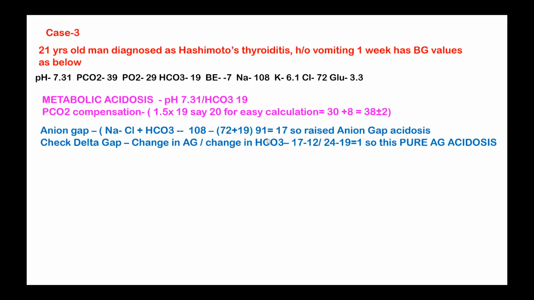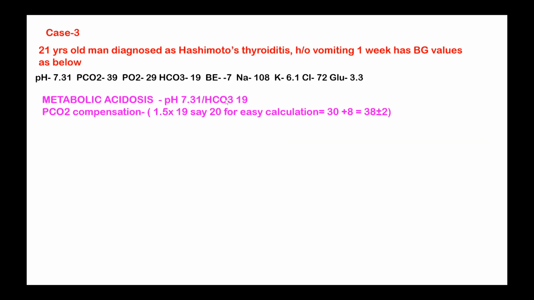What is the anion gap in this case? It's a raised anion gap, sir. 23, sir. 114 minus 72 plus 19... 91. Okay, 23, correct.